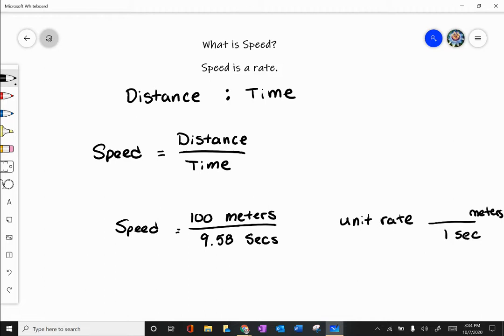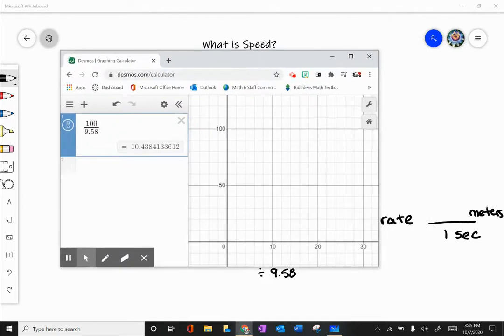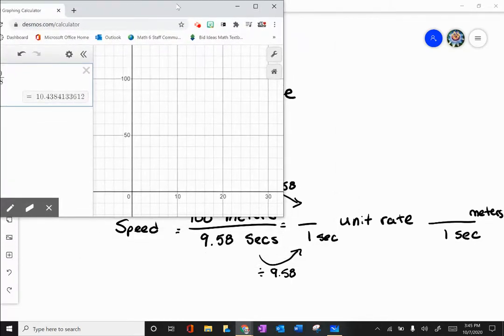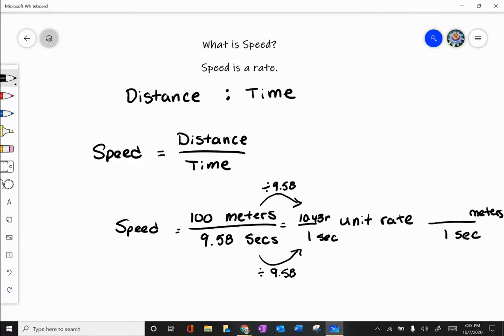So to find that out, you could set up an equivalent ratio and divide both by 9.58. So divide by 9.58. That would give you 1 second and a certain amount of meters per 1 second. So I have done the calculation here. 100 meters divided by 9.58 seconds is 10.43 meters in 1 second. Or 10.43 meters per second.